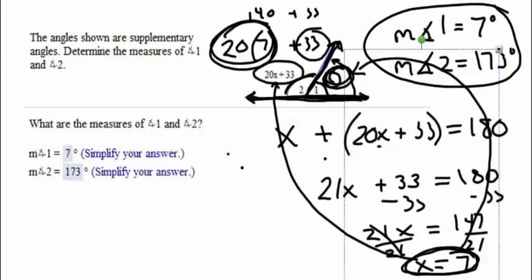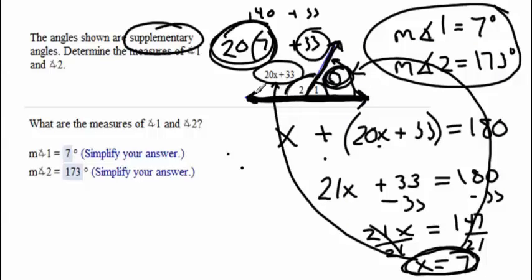Now, one thing you should notice, those two measures, 7 degrees and 173 degrees, do add up to be 180 degrees, which means they are supplements of one another. And if they are put adjacent to one another, they will form a straight angle.